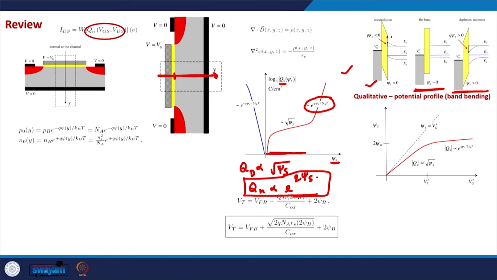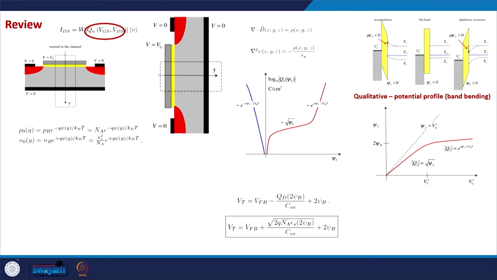The total semiconductor charge, Qs, is the sum of Qd plus Qn, which is the depletion charge plus the charge due to inversion or mobile carriers. In the accumulation regime, there is no depletion, and the only charge is because of the accumulation of majority carriers, which has exponential dependence. This is an important relationship of the semiconductor charge as a function of semiconductor surface potential, because it gives us a lot of idea of how things are going on at various gate voltages.